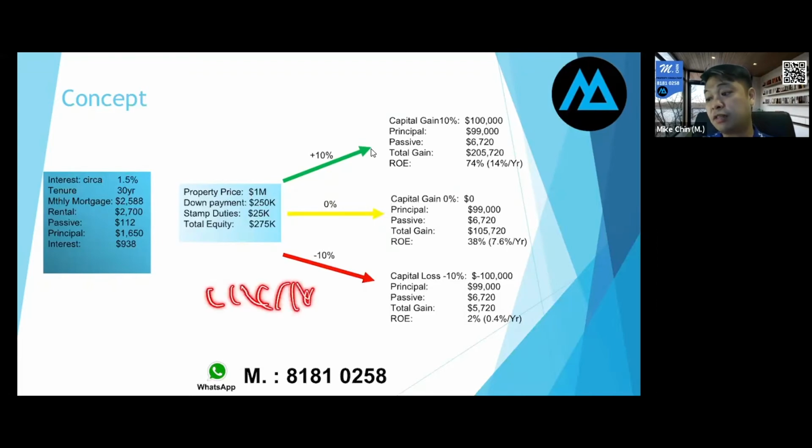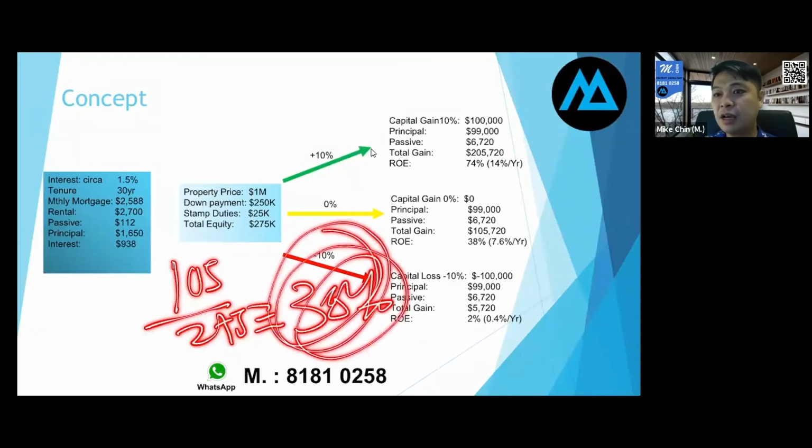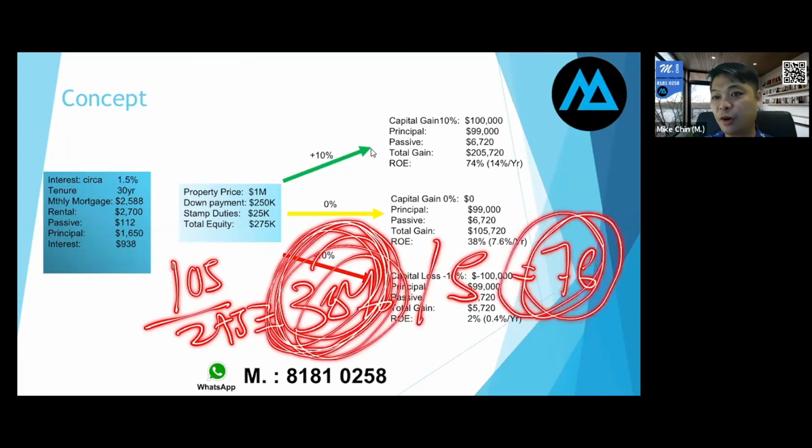112 times 12 times 5 is about 6k. So total you have 105. Again, ROE, you paid 275. You have 105 over 275 over 5 years is 38%. Good or bad? Divide by 5 is about 7.6%. Good or bad? Right? Okay.